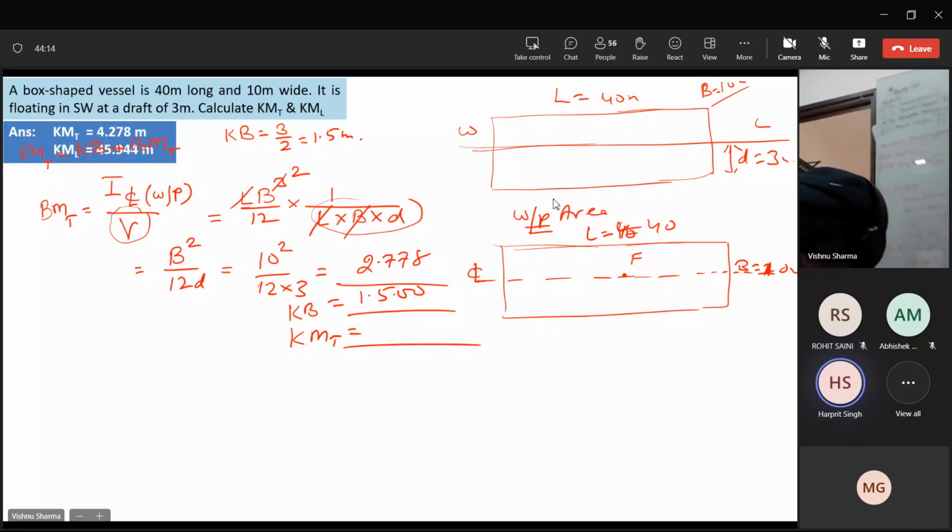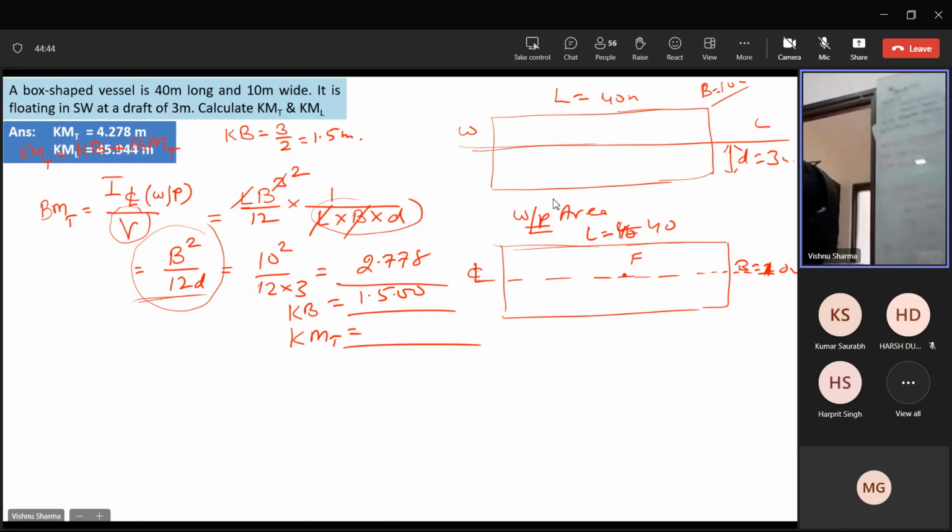Yes, sir, 4.278. In phase 1, I asked you to mug up this formula for box-shaped vessel, you remember? Those of you who have appeared in phase 1 in the morning paper, you had a question where this formula was to be used, to find KM. A dry dock question on this. We tell people to mug up this formula for phase 1. Now you understand why it was B square by 12D. Okay, beta?